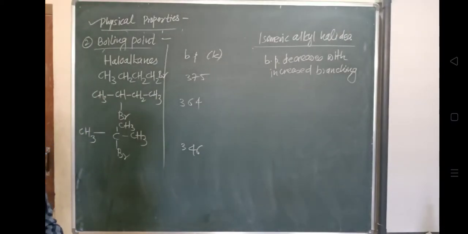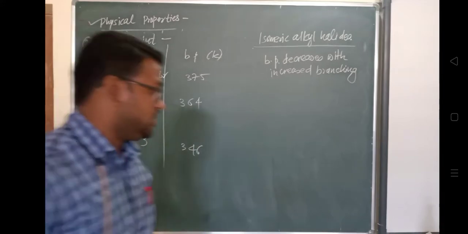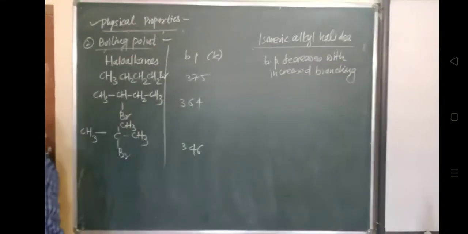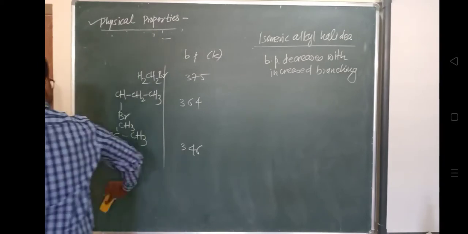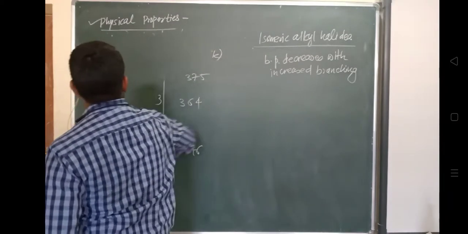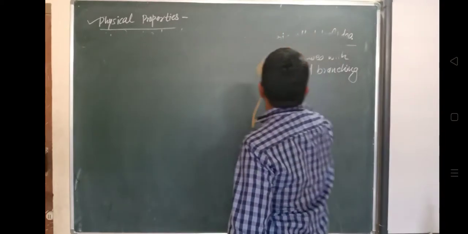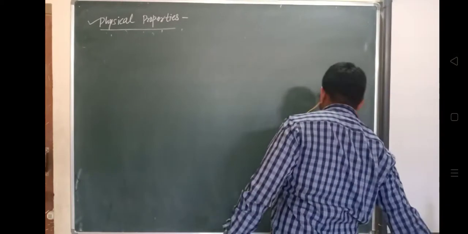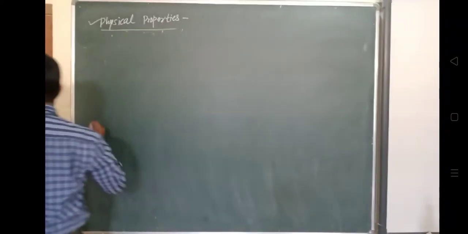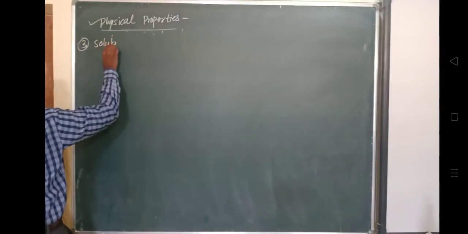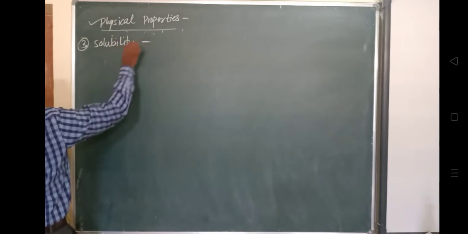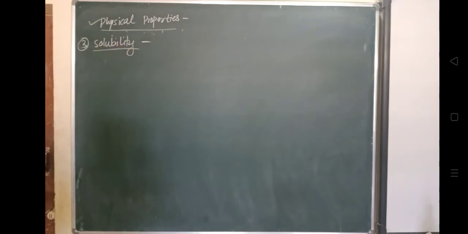And the last property that we will see is solubility. Solubility is the last physical property of these alkyl halides. The third property, solubility of these alkyl halides.